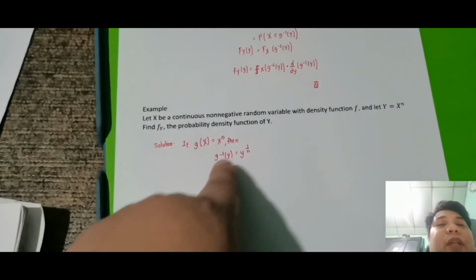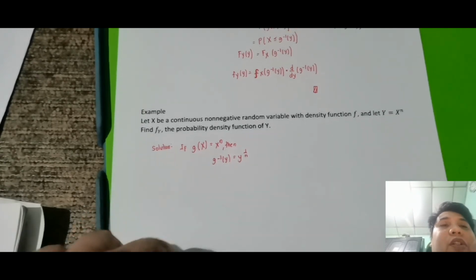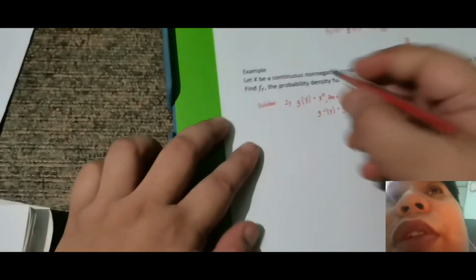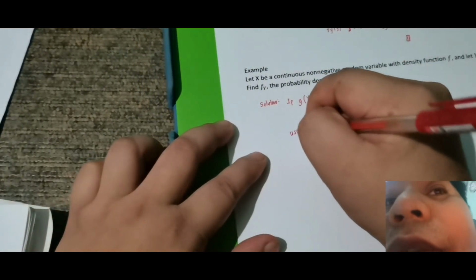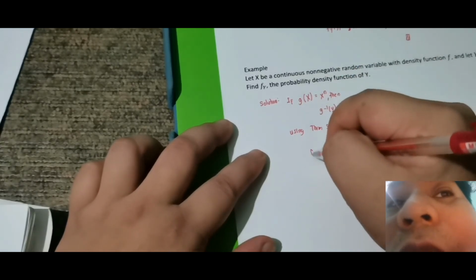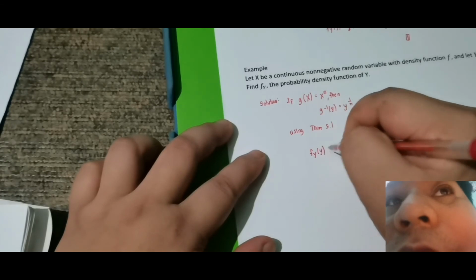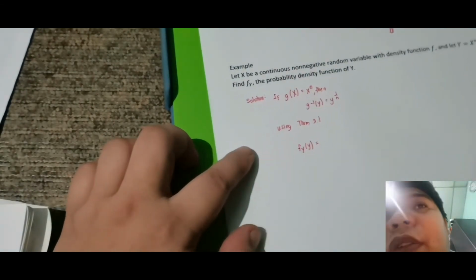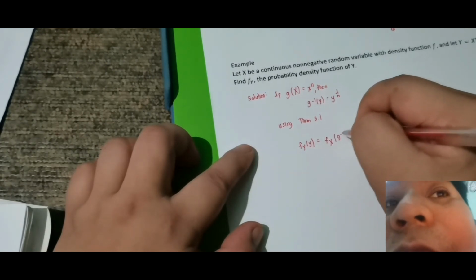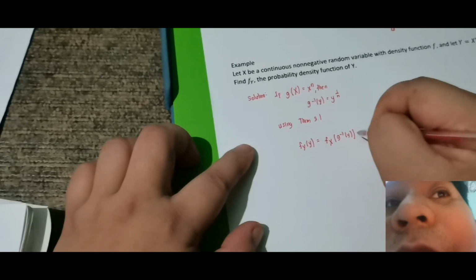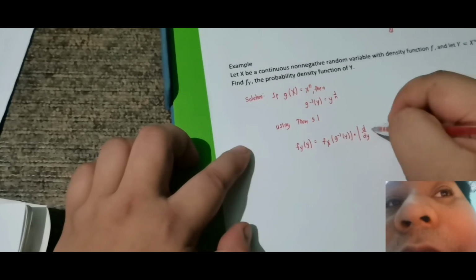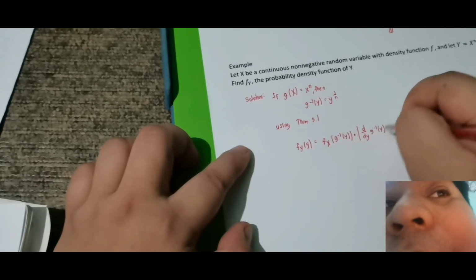So, this is the inverse function. Now we have the inverse function. What do we need? We just plug that inverse function into the formula. So, here is the formula, the f sub y of y. Using theorem 9.1, f sub y of y is just equal to f sub x of g inverse of y, multiplied by the absolute value of the derivative with respect to y of g inverse of y.